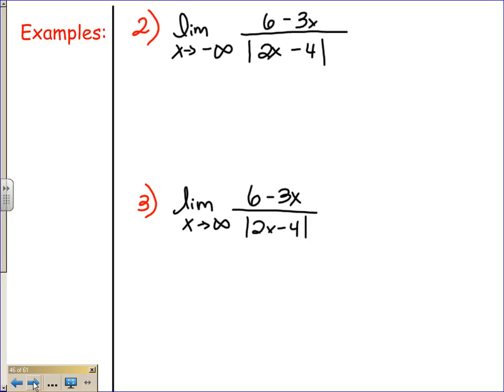How many people have at least a hypothesis for each of them? Maybe not all the way solved, but at least a hypothesis. All right, 30 more seconds. At least get a guess in there. At least write down a guess for each one, if not a solved out answer.